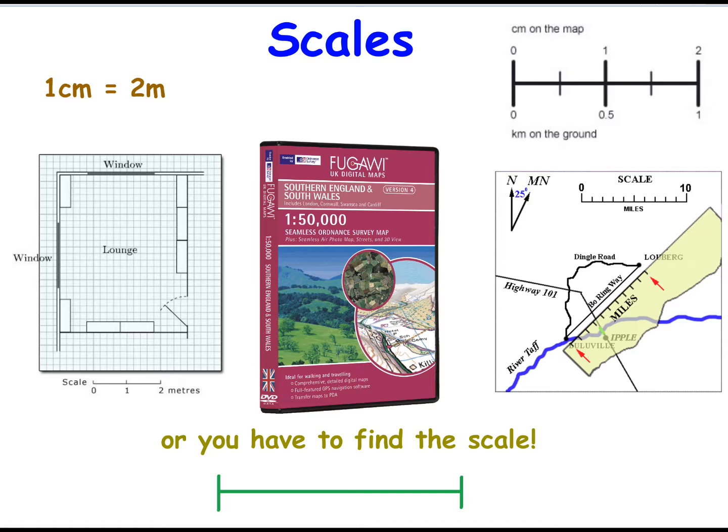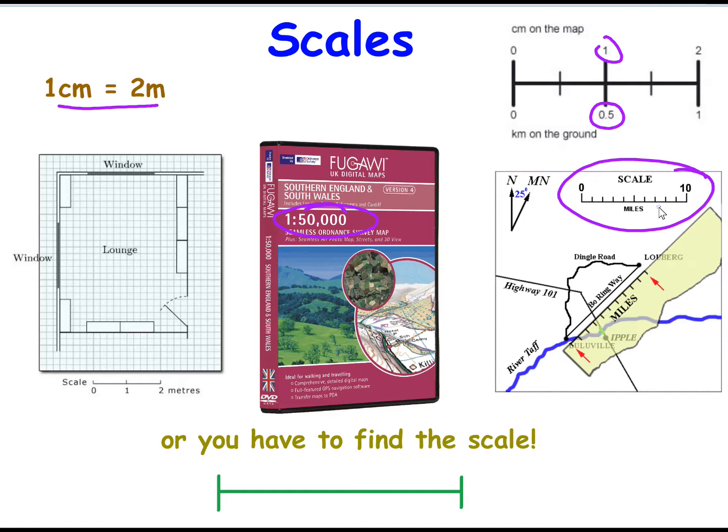So there are various ways they're going to give you this ratio, sometimes known as a scale. And what we're going to do is have a look at all of these methods. They can be written for you like this, where you have 1 centimetre is equal to 2 metres. You can have something like this on an Ordnance Survey map, where you have 1 in 50,000. It could be a little key like this, where you have 1 centimetre is 0.5 of a kilometre, or it could be like this, where you've got a relationship between miles and a distance on a map.